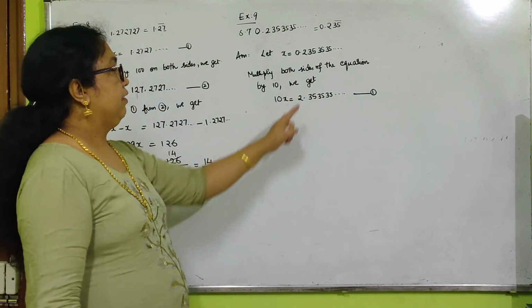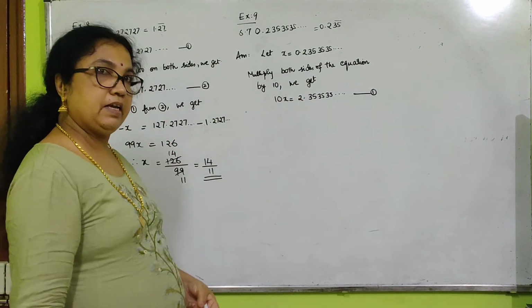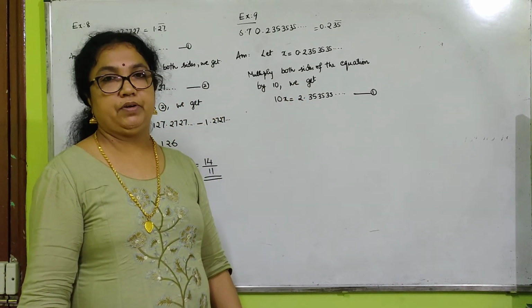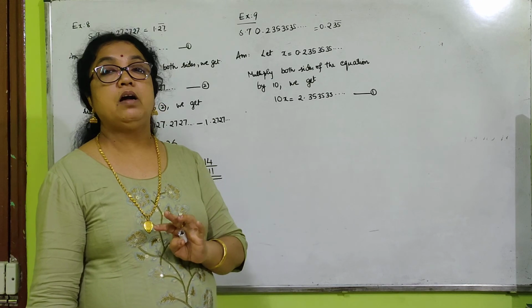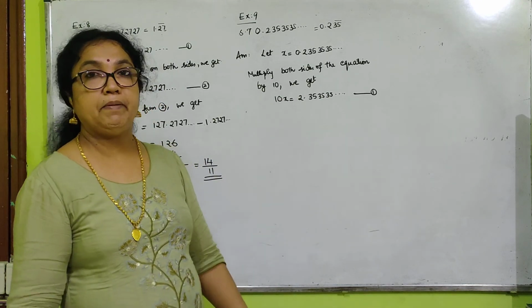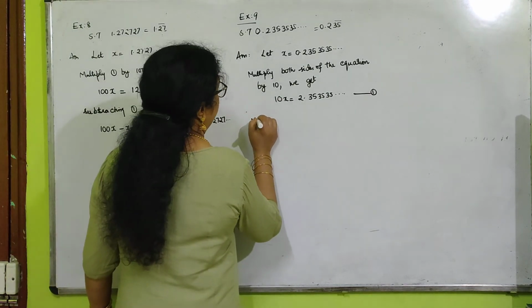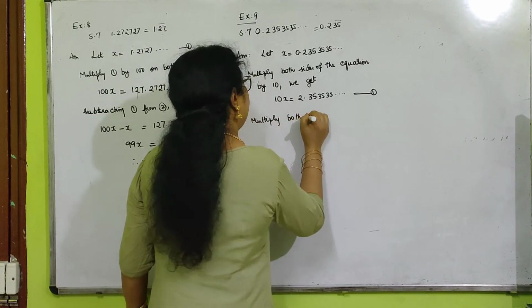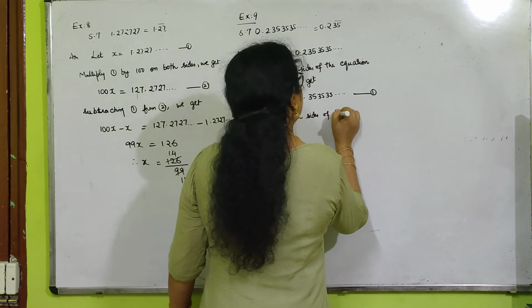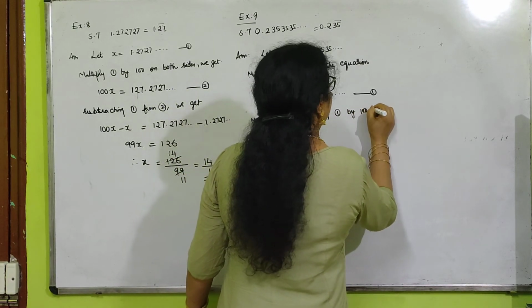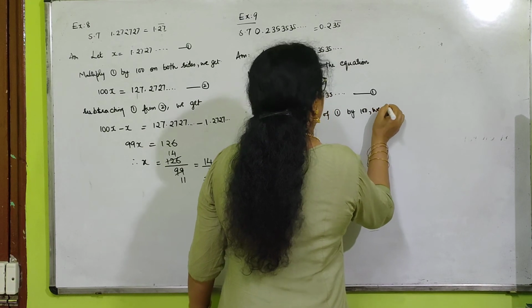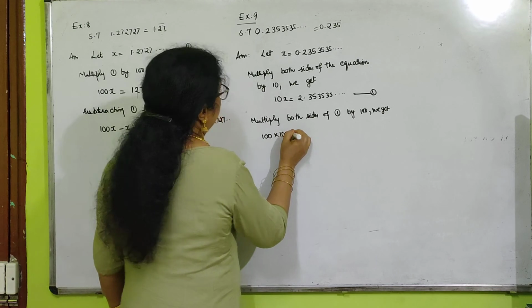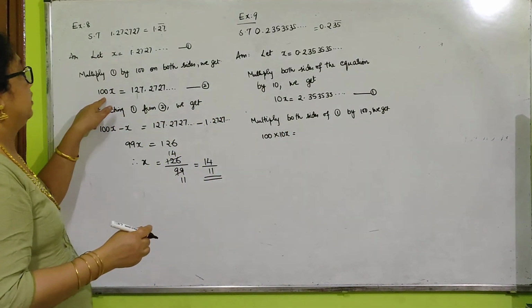Equation number 1. Now 35: as usual, how will we do it? The same way. After the decimal, how many digits are repeating? 2 digits, 35. 2 digits repeating, so you have to multiply by 100. So multiply both sides of equation 1 by 100. We get 100 into 10x. Earlier it was x into 100, then 100x came.